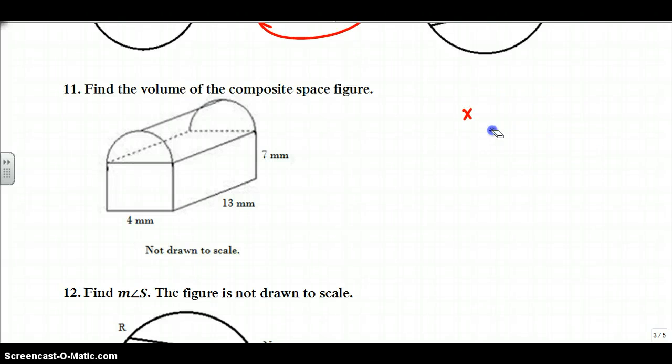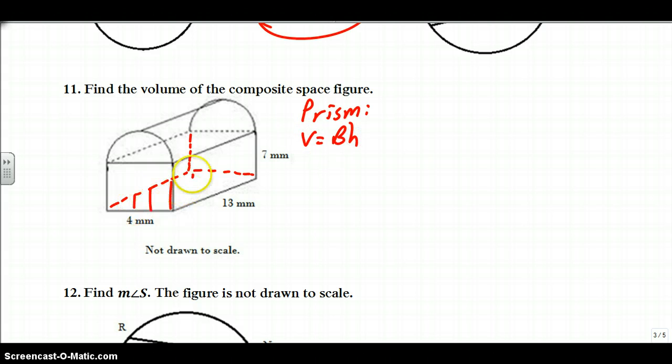Let's see. Find the volume of the composite space figure. Okay, so there's kind of two things going on here. We have a prism, a rectangular prism, and we have a half of a cylinder. So let's do the prism part first, because that's easy. Prism volume is area of the base times the height. Again, I'm going to use this as the base.